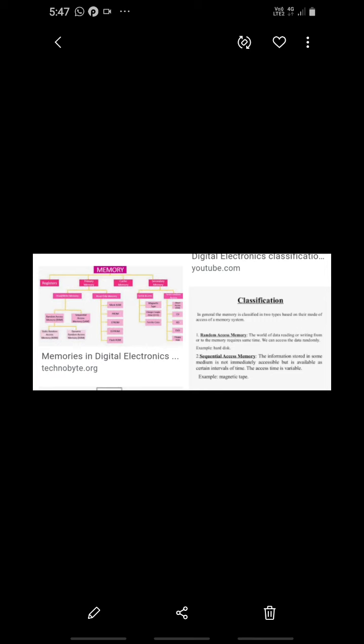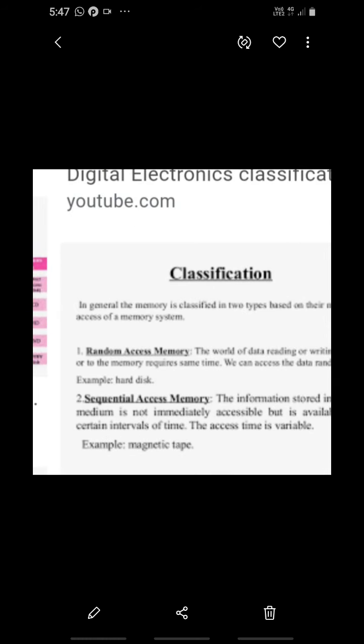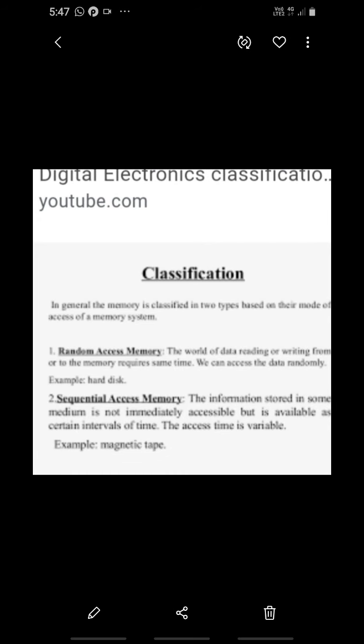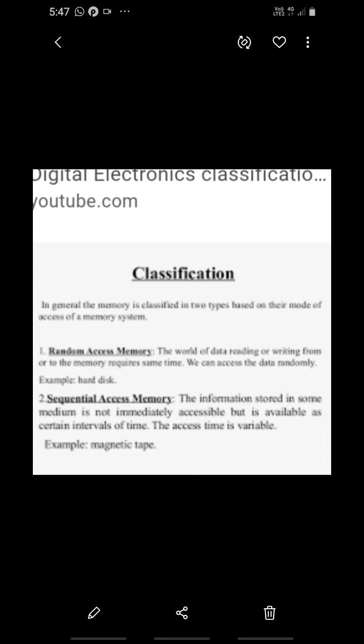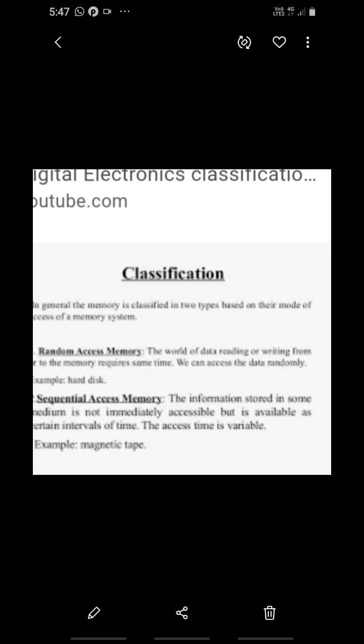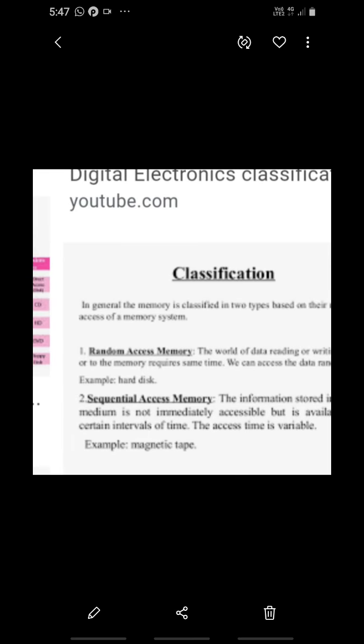Next, classification of memories. The memories can be classified in many ways. Some of them are listed below. In general, the memory is classified into two types. Usually they are based on the access of a memory system.